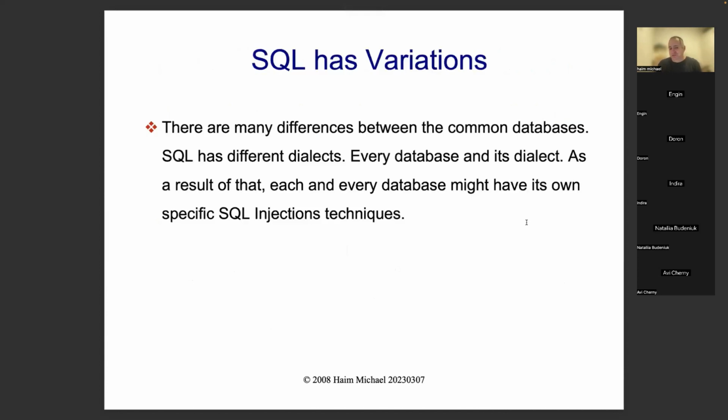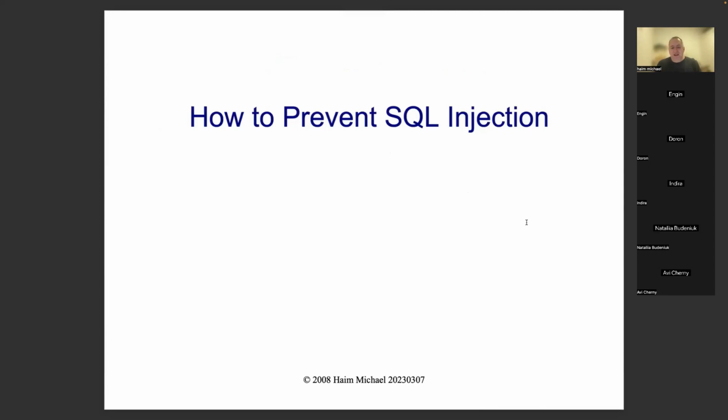Pay attention to the fact that SQL is not the same on all databases. In some cases, we have possibilities with specific databases that we don't have with others, which means that there might be vulnerabilities that are specific to specific databases. Also, there are cases in which the SQL code snippet we want to inject might be different for different databases. Okay, so how can we prevent SQL injection?